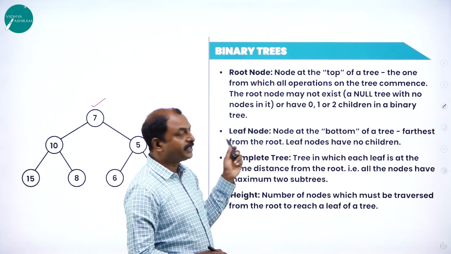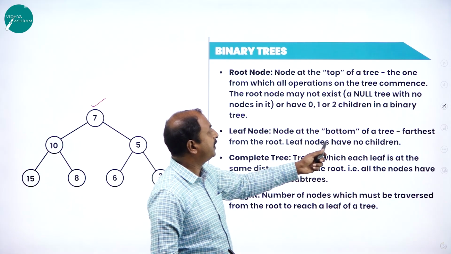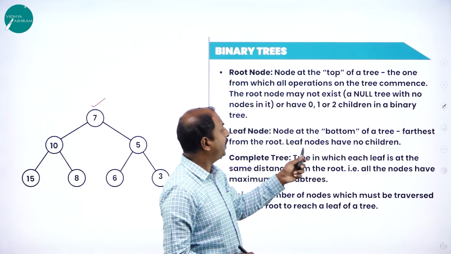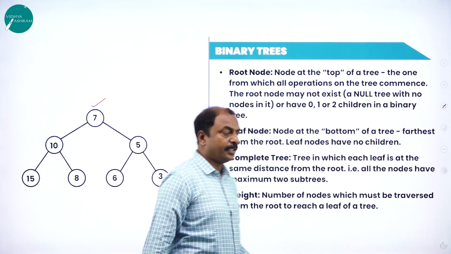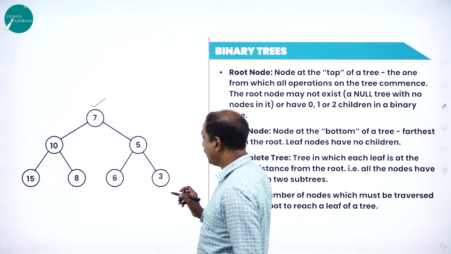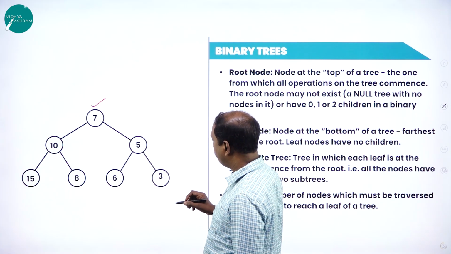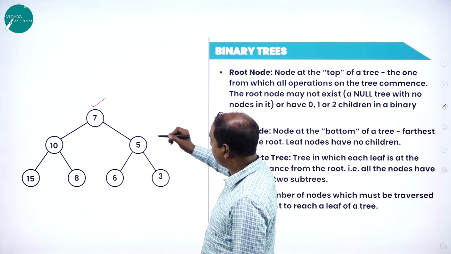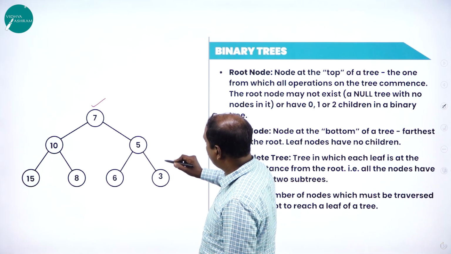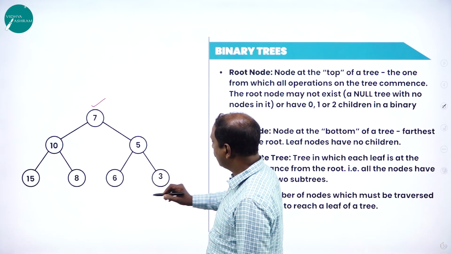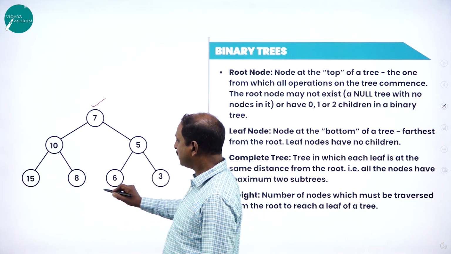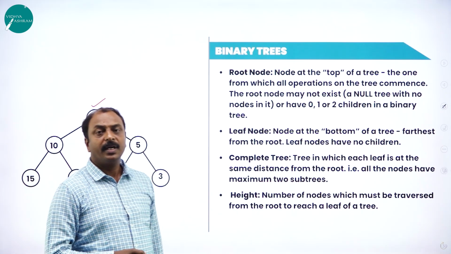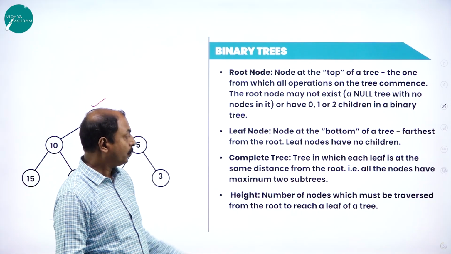Leaf node. What is a leaf node? A node at the bottom of a tree, or the farthest from the root. A leaf node has no children. In this example, 3 is a leaf node because it doesn't have any children. So this is the parent: 5 is the parent for the data items 3 and 6. So here 3, 6, 8 and 15 are leaf nodes because they don't have child nodes.